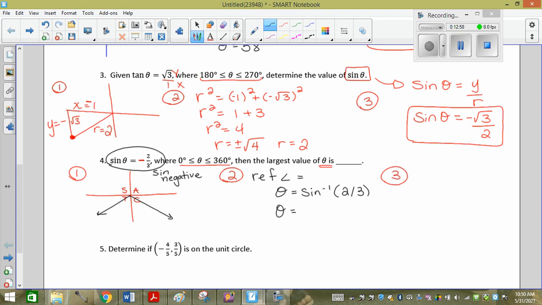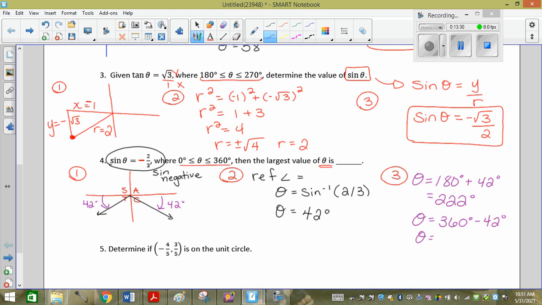Yeah. 42 degrees. Everyone get that? Okay. Then, this is 42, and this is 42. So I'm going to get theta equals 180 plus 42, which is 222. And theta equals 360 minus 42, which is 360 minus 40 is 320, but then I minus 2 more, so 318.